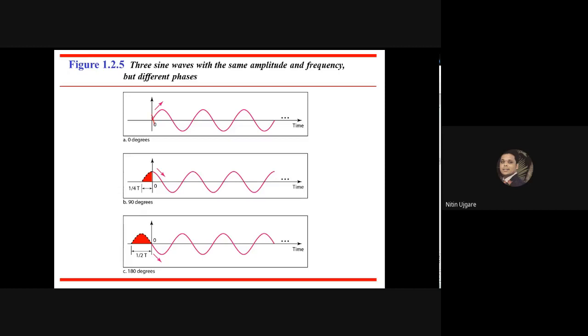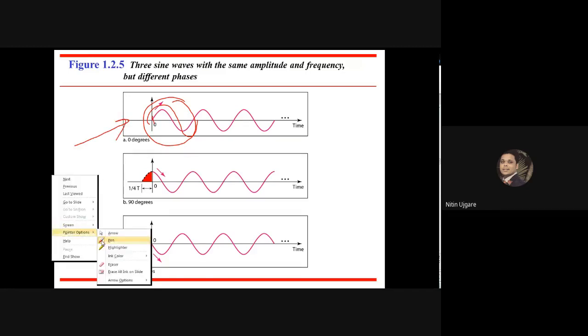the signal completes one cycle here. No, sorry. This is actually 180 degrees. Let me take an eraser.